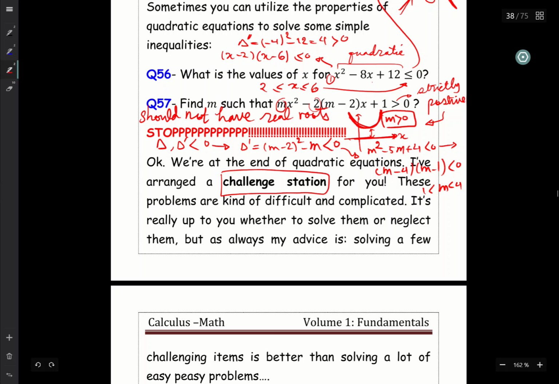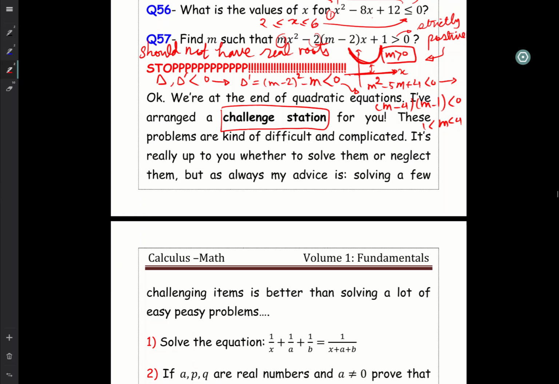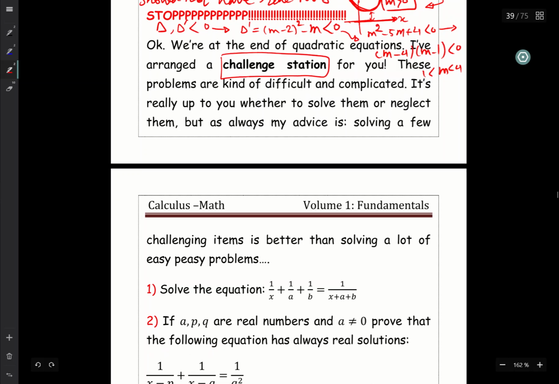These problems are kind of difficult. Actually, they're very difficult and complicated. It's really up to you whether to solve them or neglect them. But as always, my advice is solving a few challenging items is better than solving a lot of easy peasy problems. And remember, you have to practice this at least 10 times to really master them. And I'm going to post them in the next lecture.